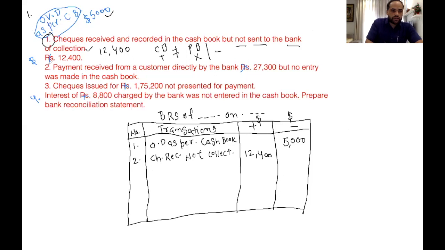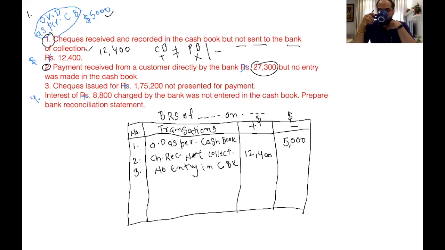Now move on to the third transaction, let's say. The transaction is payments received from a creditor directly by bank, but no entry was made in the cash book. So no entry made in cash book. The amount is 27,300. What do you think? Where should we write it down, in the plus column or the minus column? Plus column.